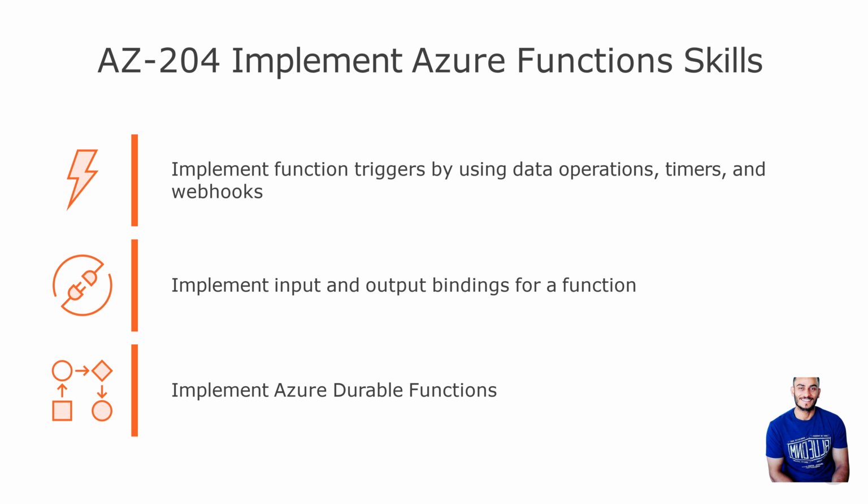In particular, there are three skills listed under the implement Azure Functions exam objective, and these are: implement function triggers by using data operations, timers, and webhooks; implement input and output bindings for functions; and implement durable functions. We will talk about all of them one by one in the next slides.